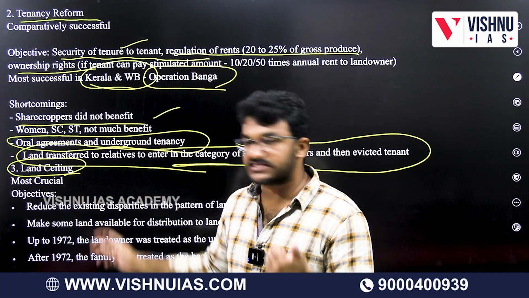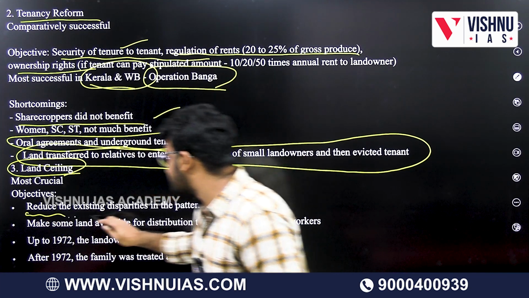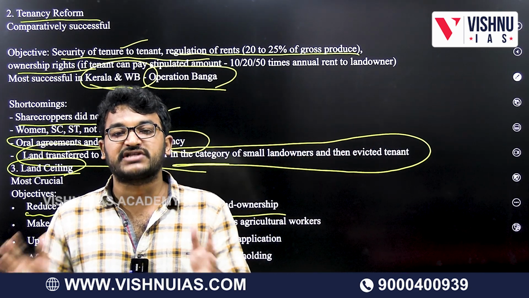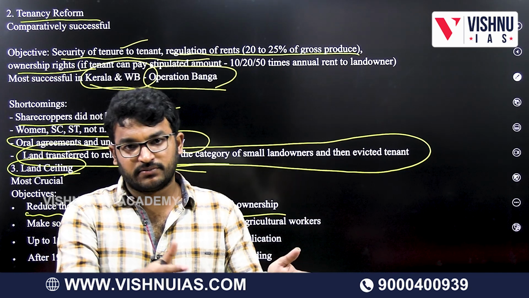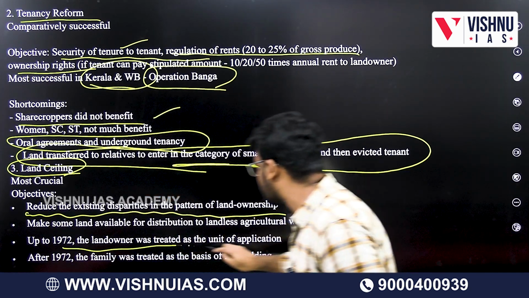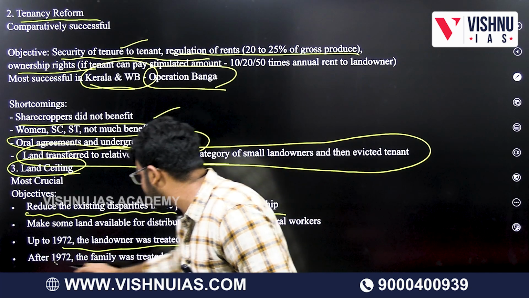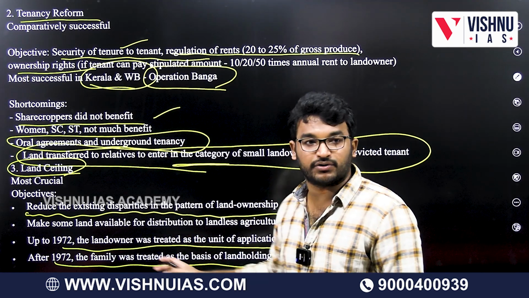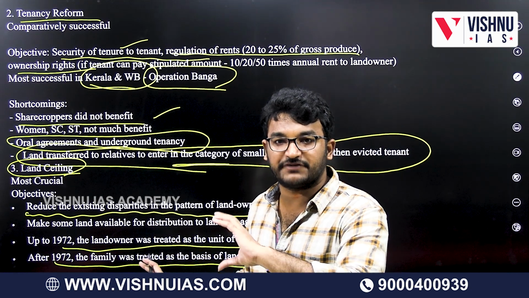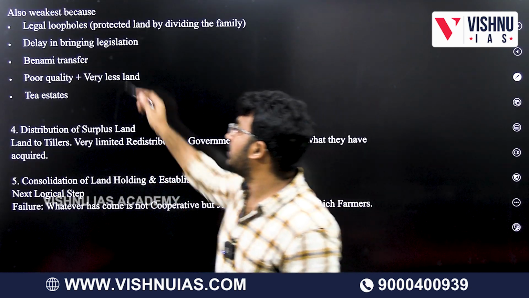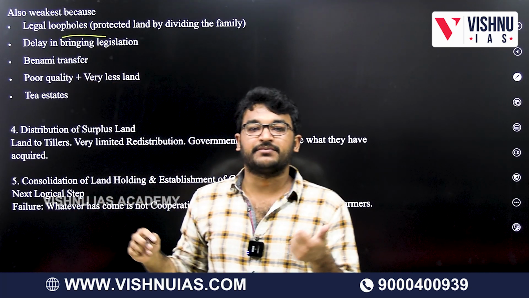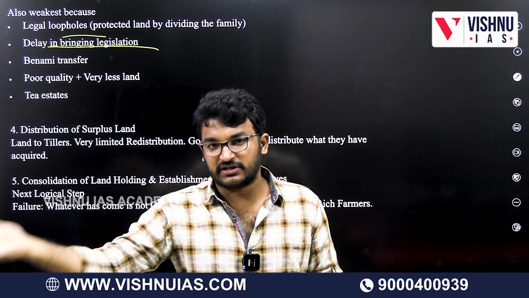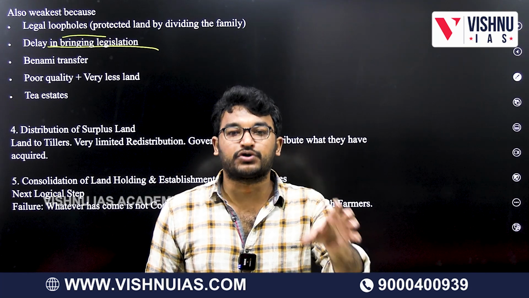And what are the objectives of this land ceiling? The objective is to reduce the existing disparities in the pattern of land ownership, because a large amount of land is with the landowners. Up to 1972, the landowner was treated as the unit of application. Post 1972, the family was treated as the basis of landholding. Because of this difference in definition between the landowner and the family, this difficulty arose. And other legal loopholes are there: delay in bringing the land ceiling legislations, and whatever the landlords provided as part of their excess over the ceiling, they provided only poor quality, infertile lands.